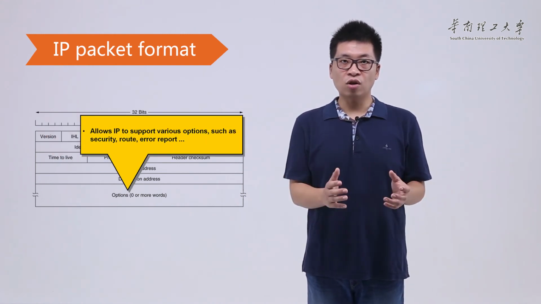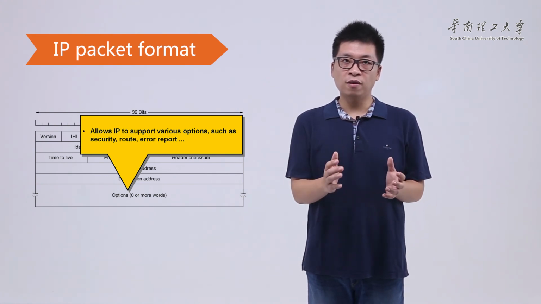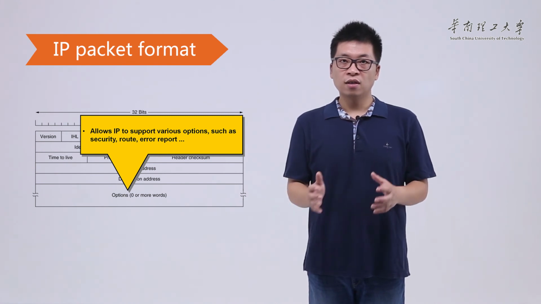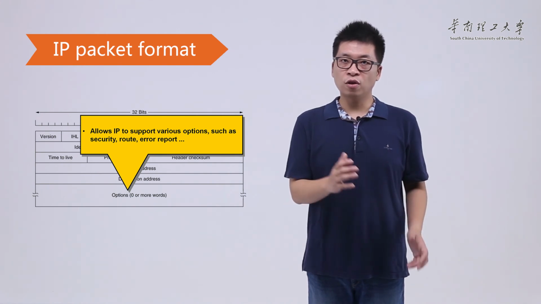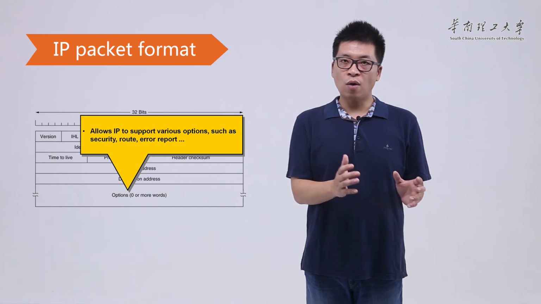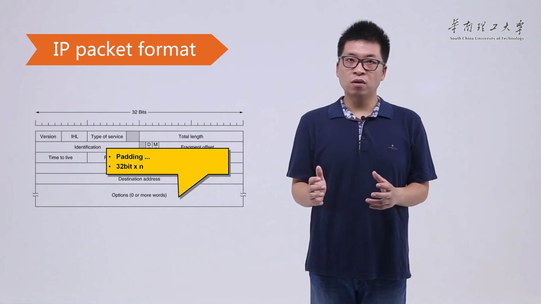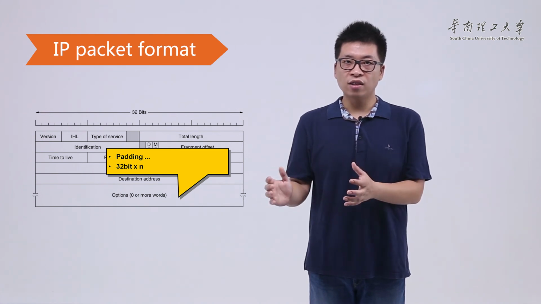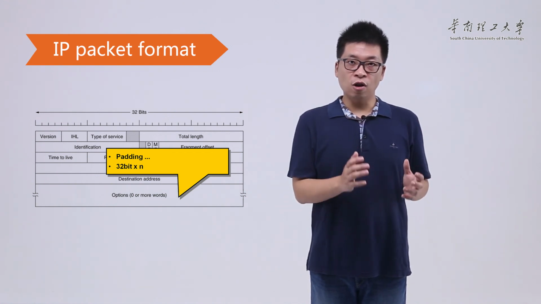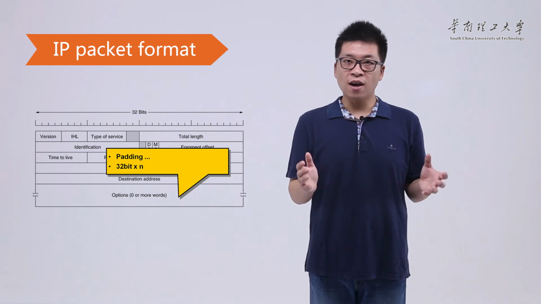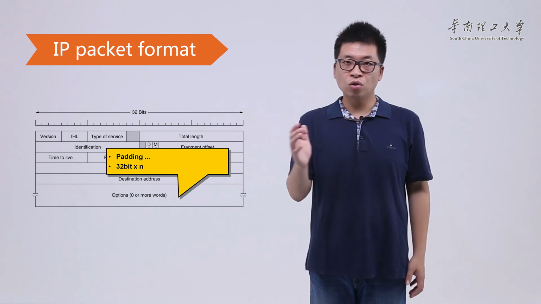The IPv4 header includes various options which make the total length of the IPv4 header vary. The option field can be used to configure options for security, routes, error reports, and so on. The IPv4 protocol requires the length of the header to be 32 times n bits. If the options cannot fill up an entire row, the unused bits in that row should be padded.